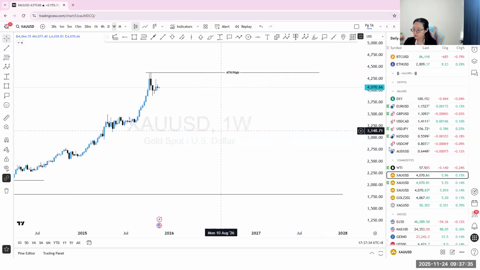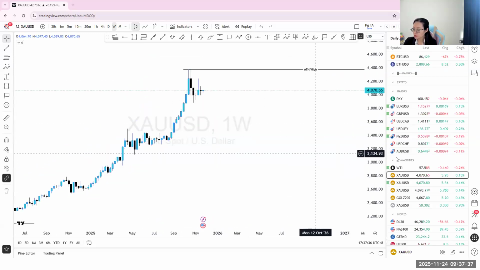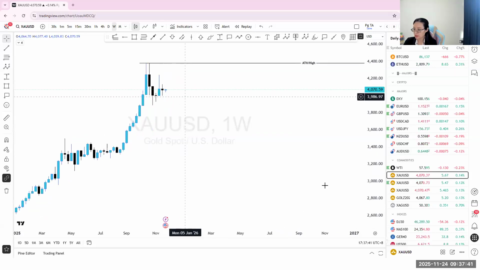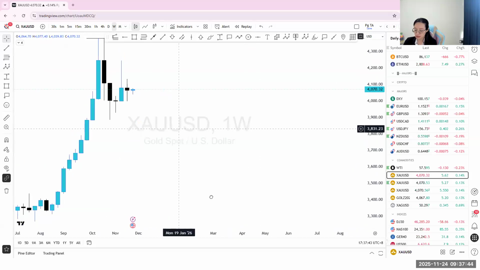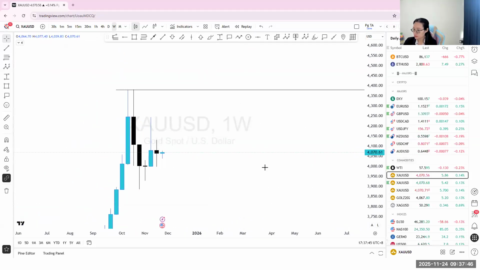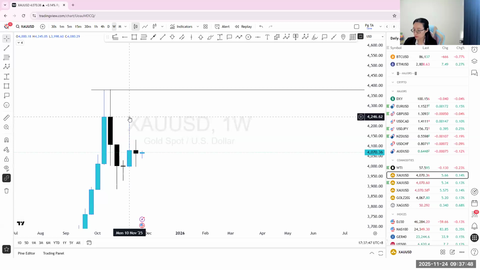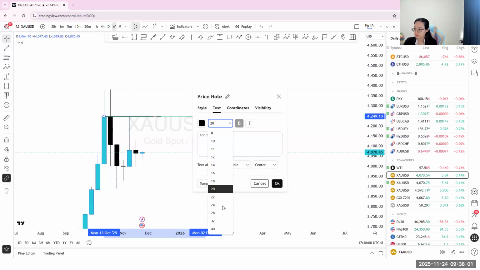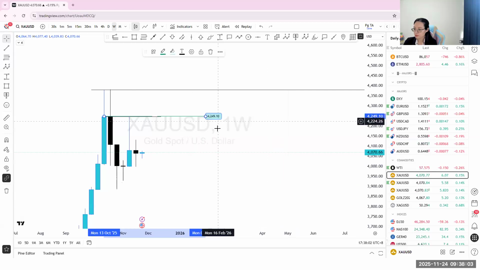Okay, right here. Now we're going to look at the candle last week closing with the bearish candle here. For the weekly, which is last week, November 10th, price cannot close above the body, cannot close above the 42, 43, right? 42, 43 right here.